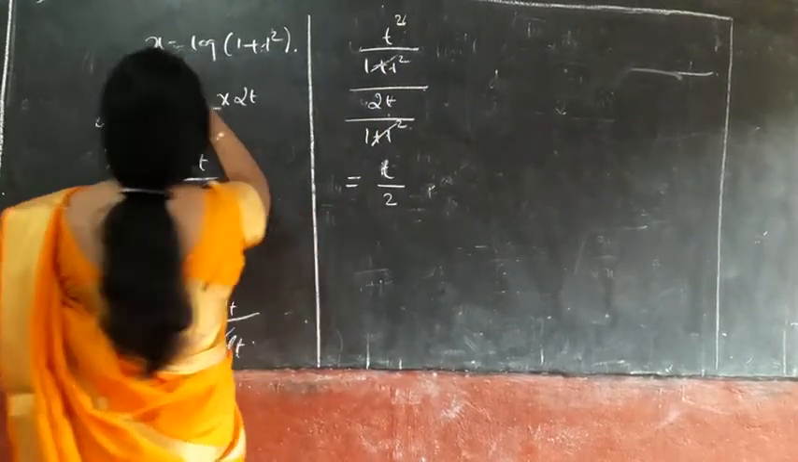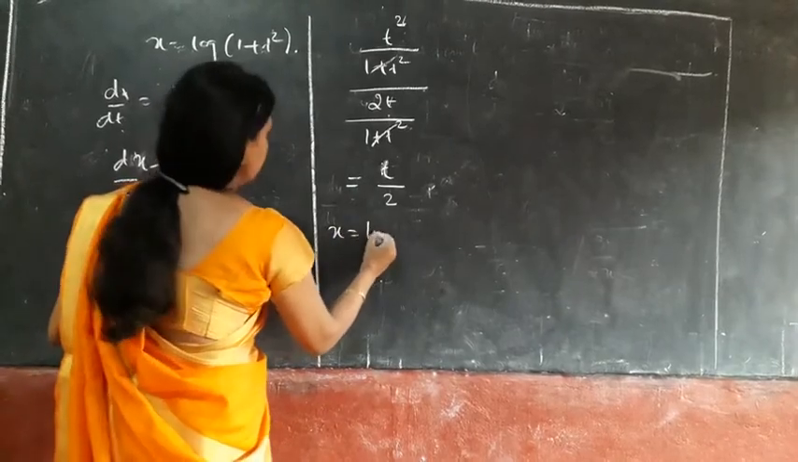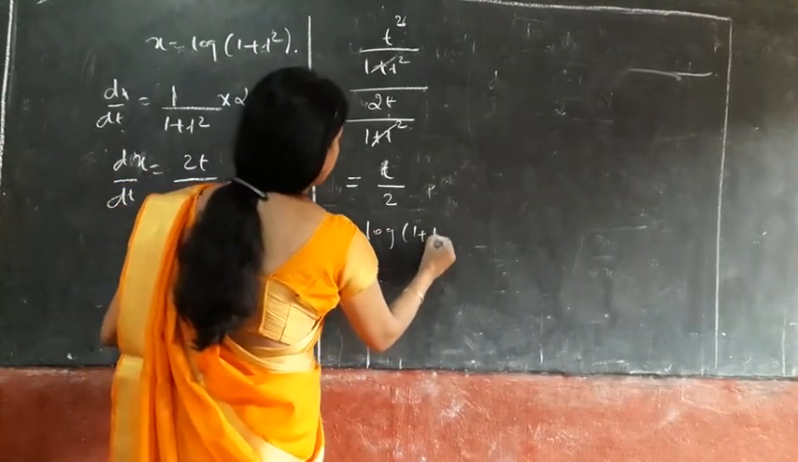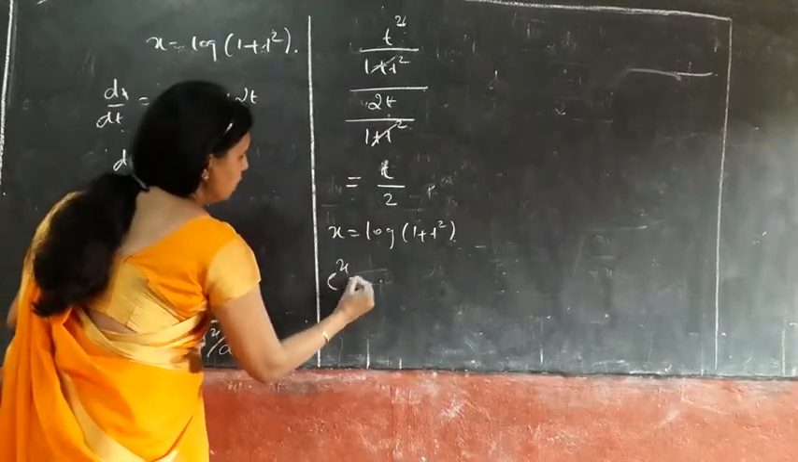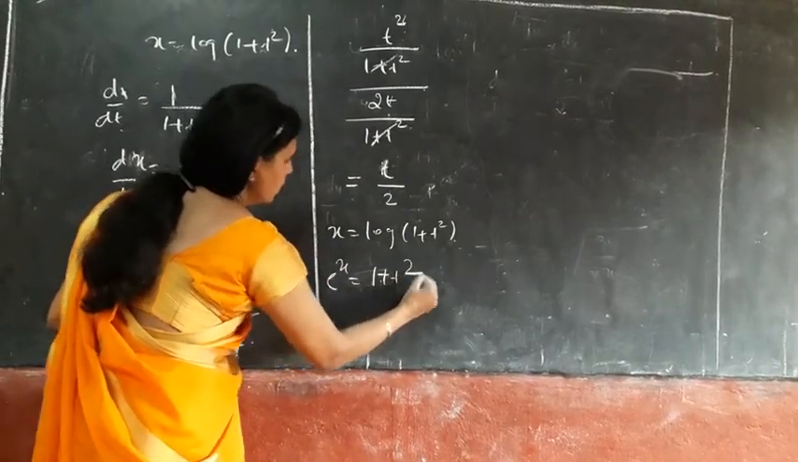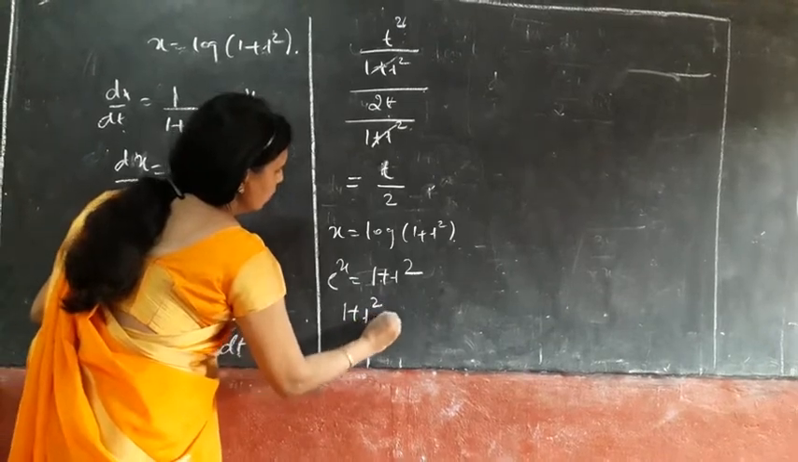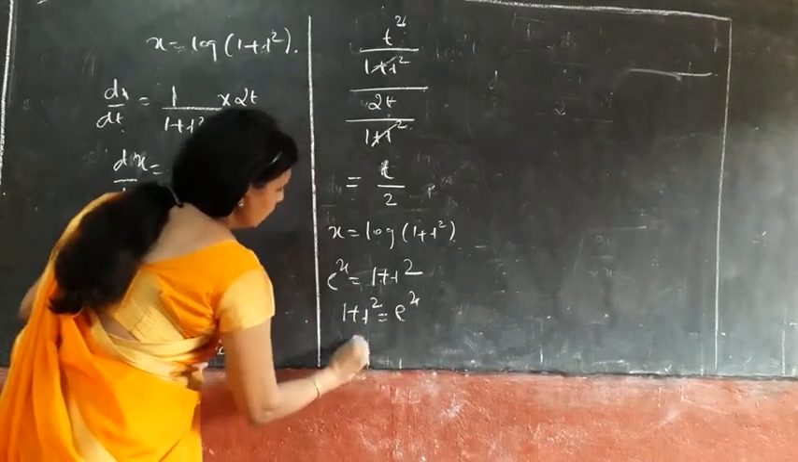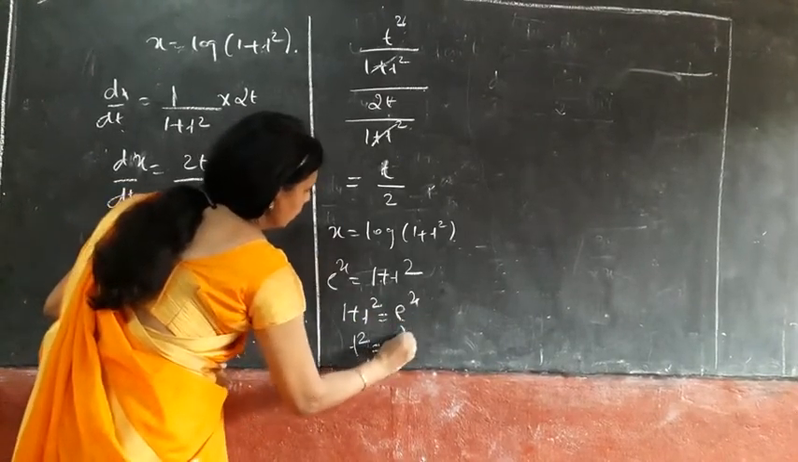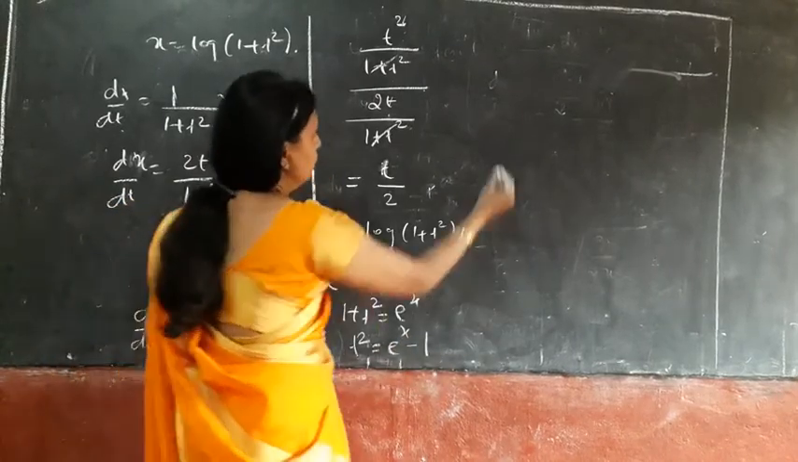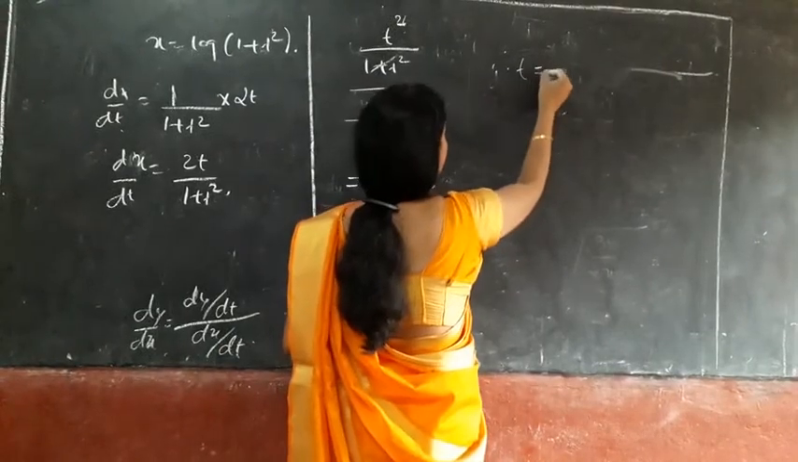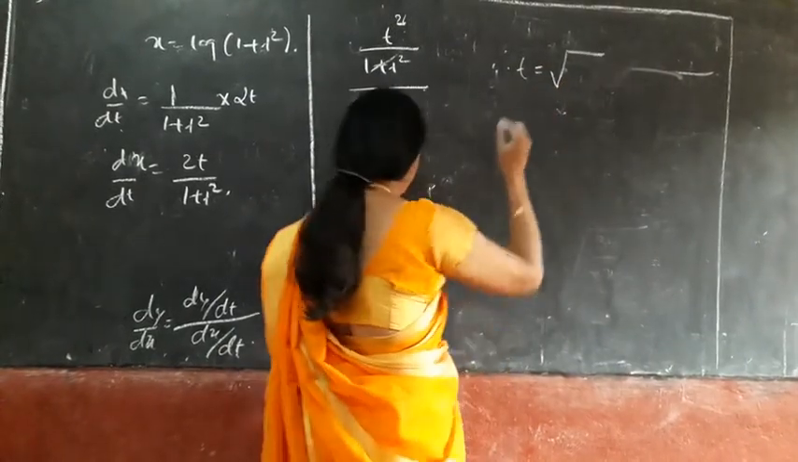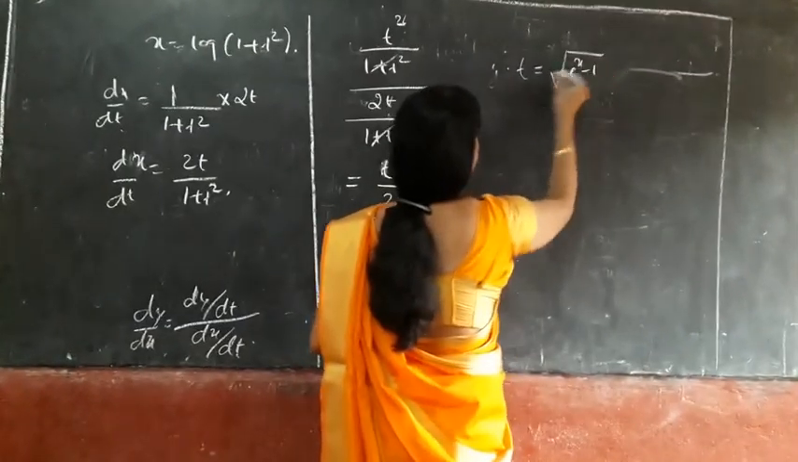But consider the given equation x equal to log of (1 + t²). Therefore, we can write this as eˣ equal to 1 + t². So 1 + t² equal to eˣ. Therefore, t² equal to eˣ minus 1. Therefore, t equal to square root of (eˣ minus 1).